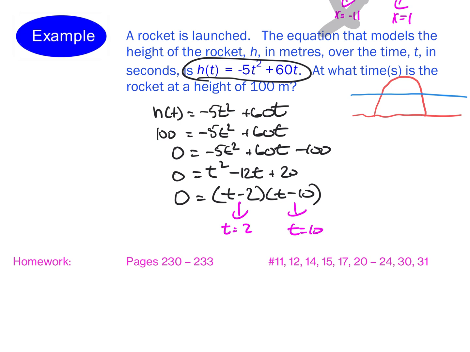So let's go ahead and write our therefore statement. Therefore, the rocket is at a height of 100 meters at 2 seconds and again at 10 seconds.